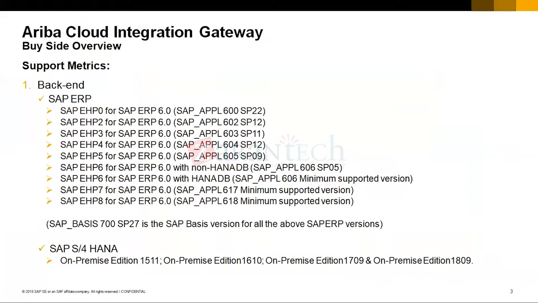So if your customer is not available on ERP 6.0 and is on a lesser version, let's say ERP 4.6, then they will not be able to use CIG directly, and we have to talk to the SAP team and accordingly prepare the roadmap. SAP might suggest that the customer first upgrade their landscape to ECC 6.0 or higher, then we'll implement the CIG.